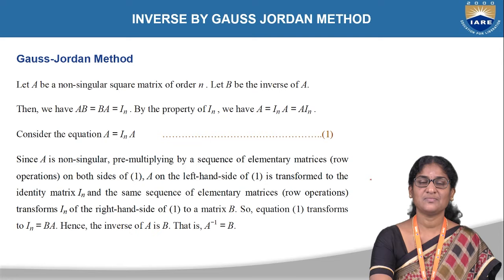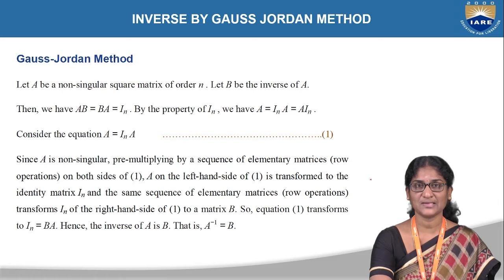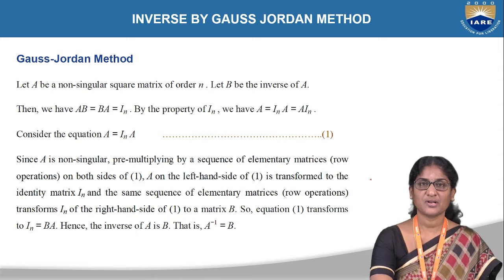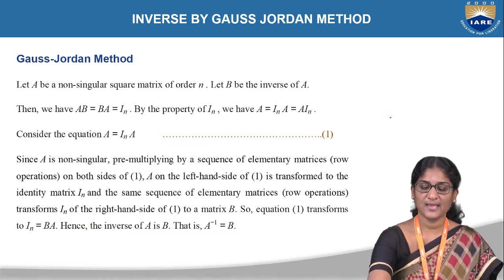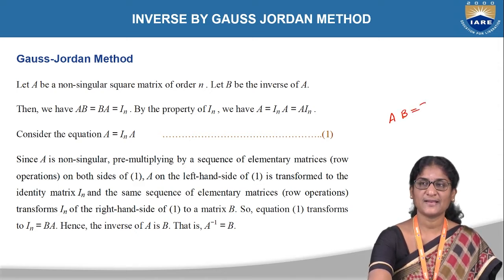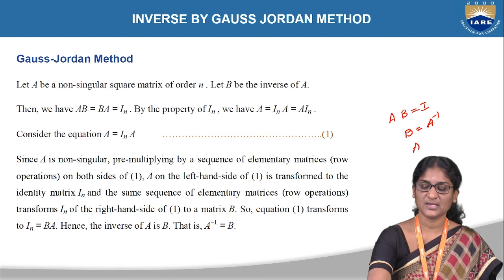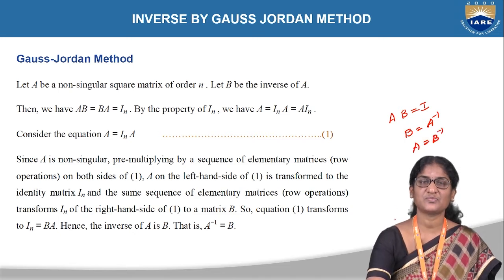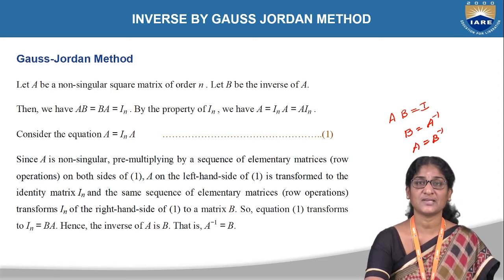This method is based on the concept that if the product of two matrices is identity, then one matrix is the inverse of the other. I'll repeat: if the product of two matrices is identity, then one matrix is the inverse of the other. Suppose A and B are two matrices whose product gives identity, then B is equal to A inverse or A is equal to B inverse. Based on this concept, we are going to find the inverse of matrices of order more than 3.